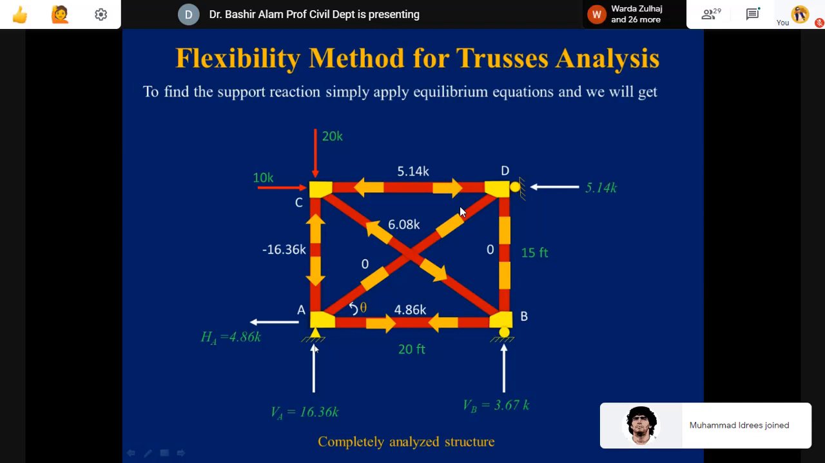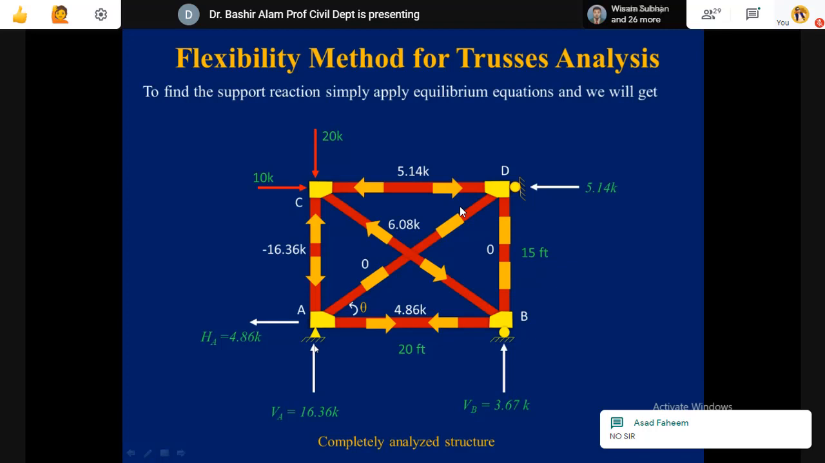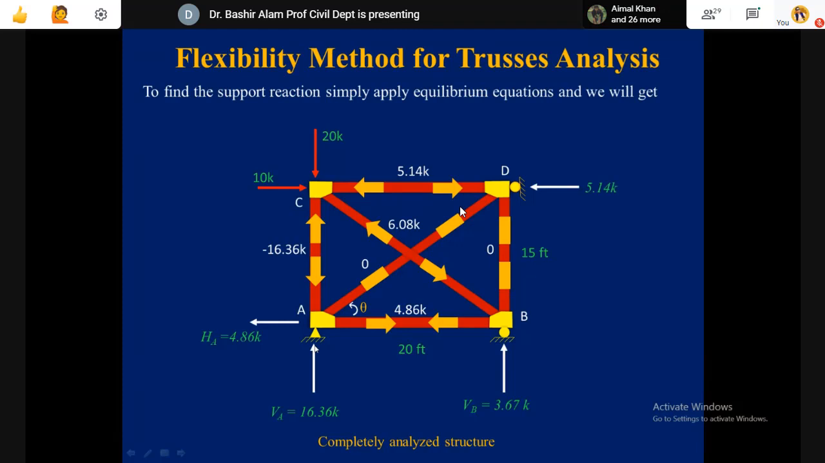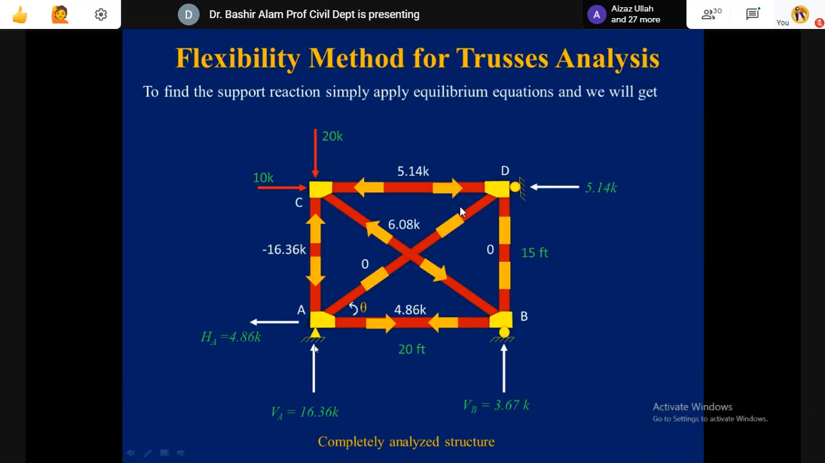Is there any question, any clarification you need? If I am hearing such a long pause, it means there is no question.